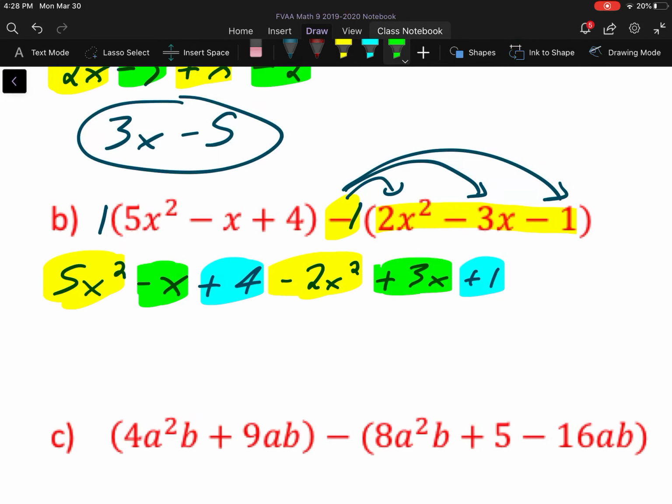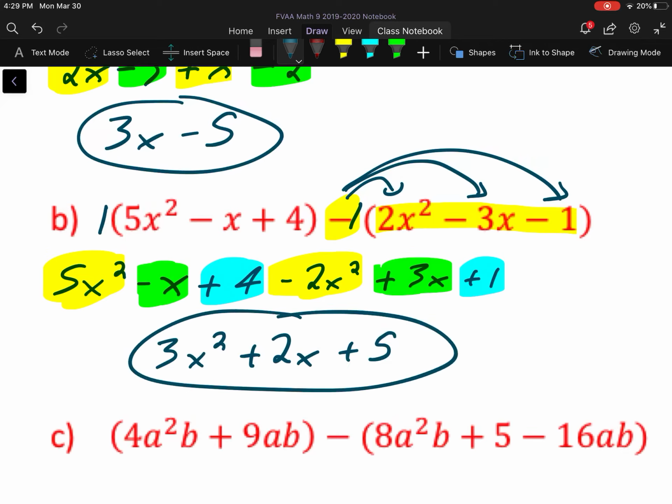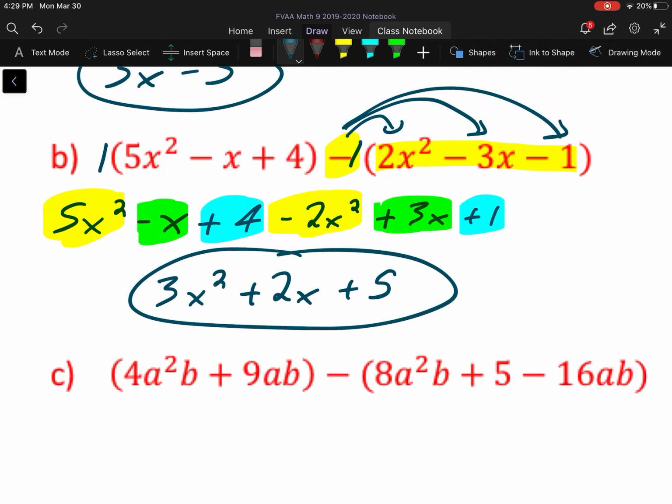There we go. And I write out my answer. 5x squared minus 2x squared is 3x squared. Negative x plus 3x is positive 2x. And 4 plus 1 is 5. Final answer.